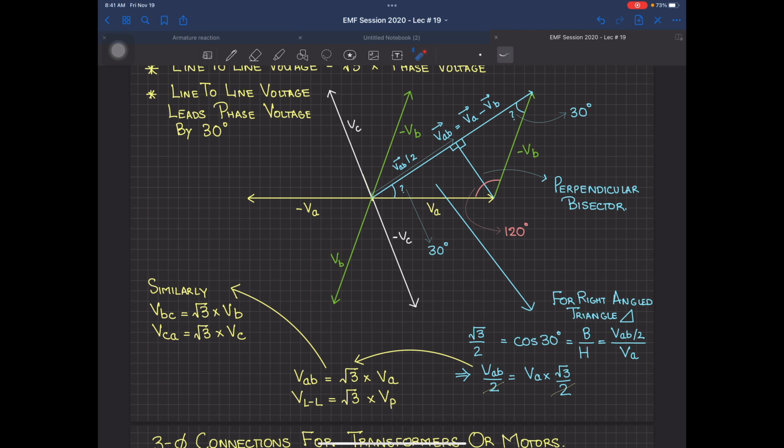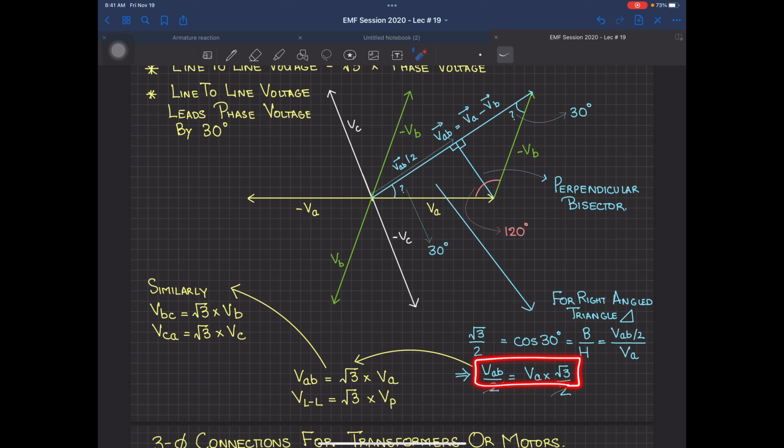For this purpose, I will take this triangle over here. Here I have a 90 degree angle, here I have a 30 degree angle, and here I have a 60 degree angle because it's half of it. So using this right angle triangle, what will be cos of 30? For this 30 angle, cos is equal to base over hypotenuse. What is base over there? That is VAB divided by 2. So I have in the numerator VAB divided by 2, and the hypotenuse is equal to VA. Just doing the mathematics and cancelling, because cos of 30 is equal to under root 3 by 2, I get VAB equal to under root 3 times VA.